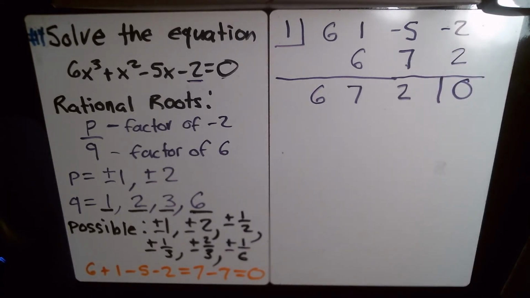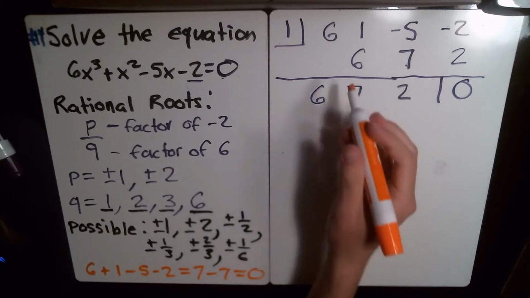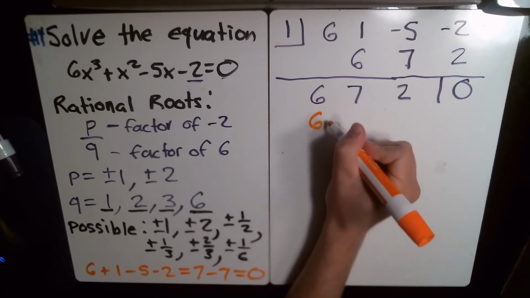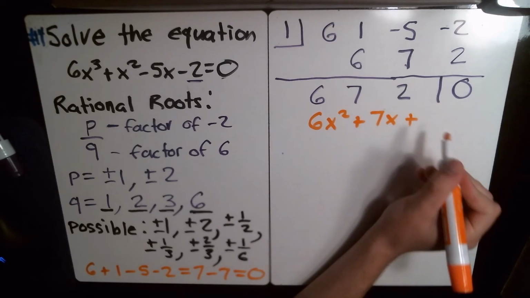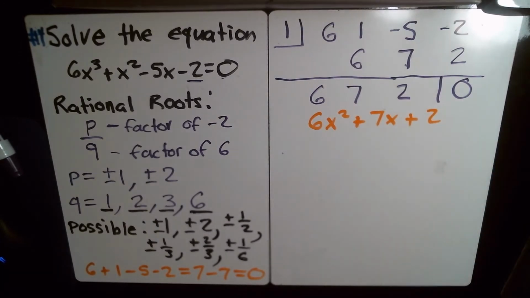Okay, so we've now got one factor out of this, which is awesome. And the new polynomial that I'm dealing with is 6x squared plus 7x plus 2, right? That's the new polynomial that I'm dealing with now. Okay, so let's try just again.